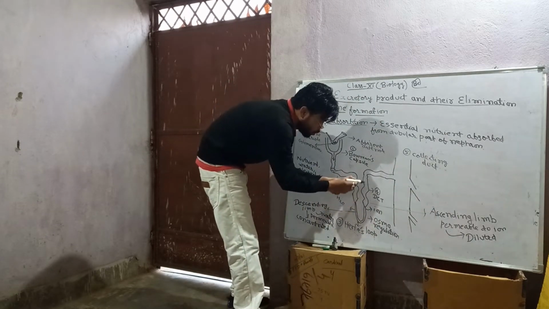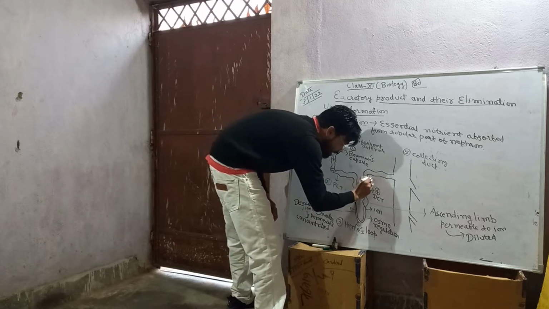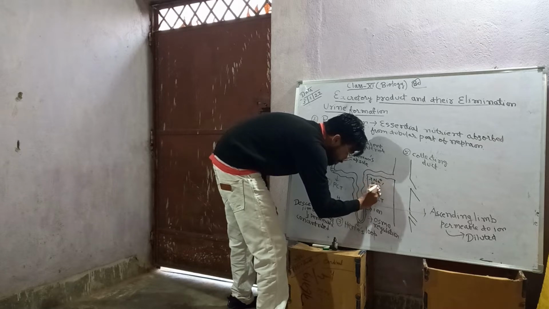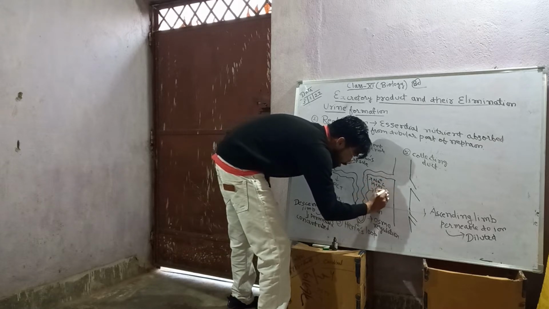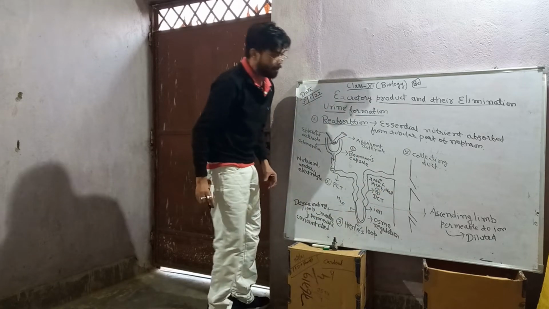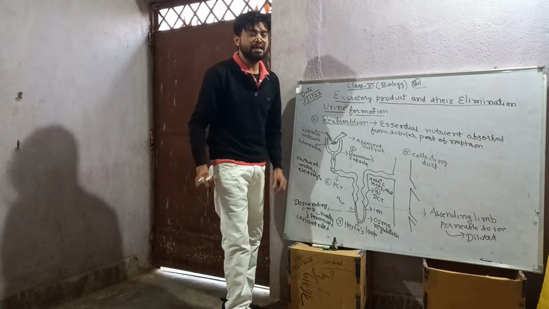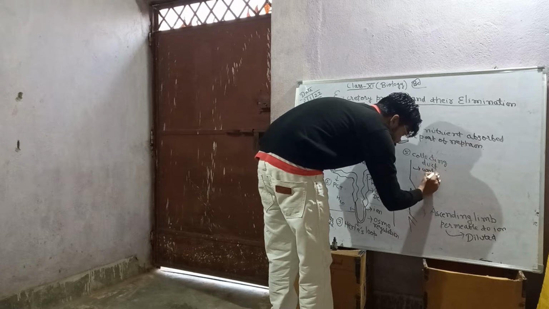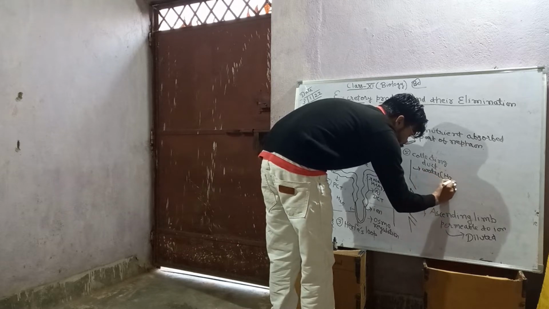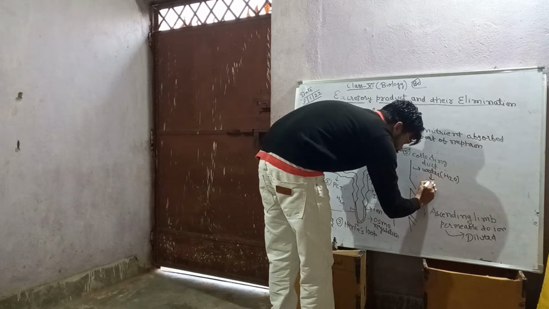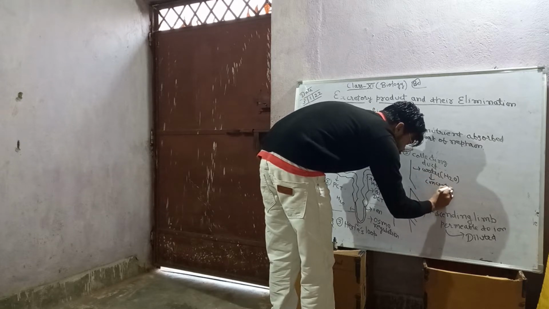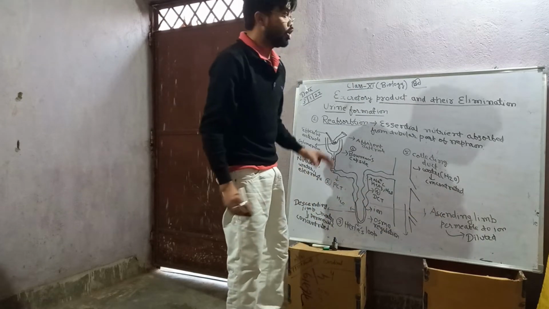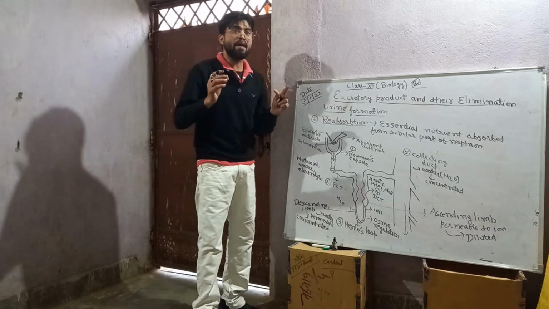Now the filtrate moves to the DCT. In the DCT area, the sodium ion, bicarbonate and water are reabsorbed. After that, it moves to the collecting duct. In the collecting duct, again water is reabsorbed, and because of this water reabsorption, it again becomes concentrated, and this concentrated fluid goes out from the nephron. So this is the whole reabsorption process.